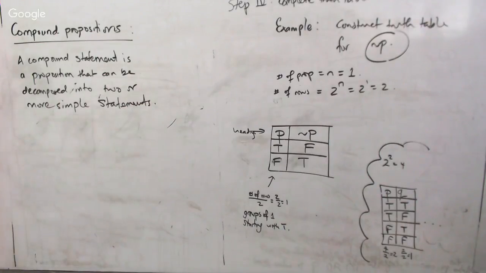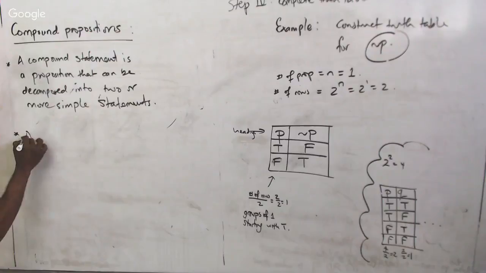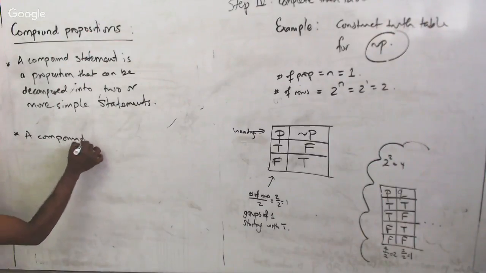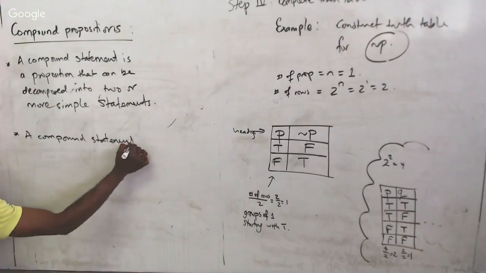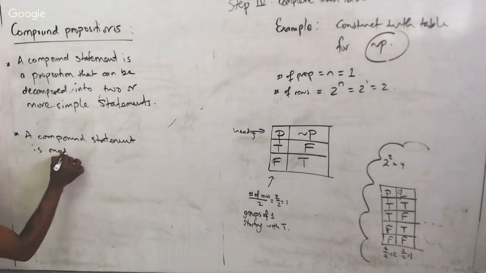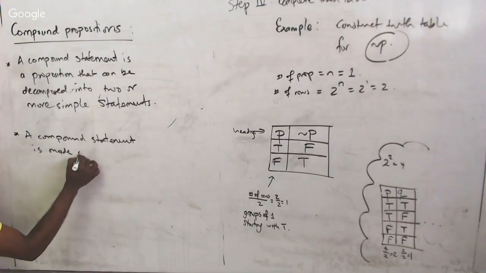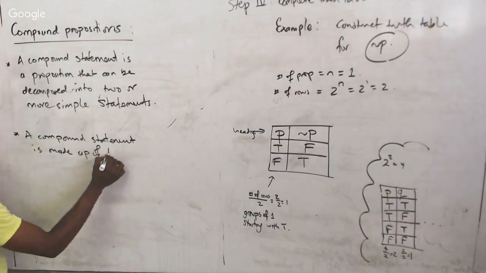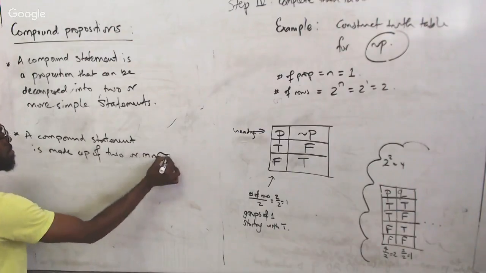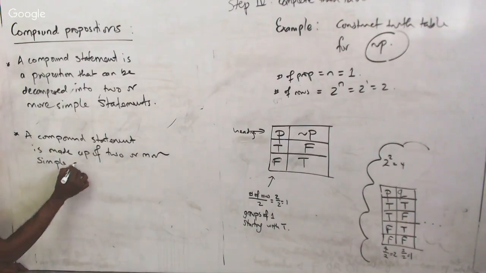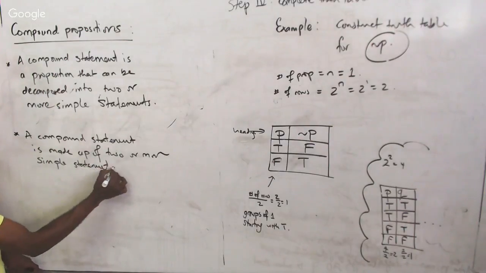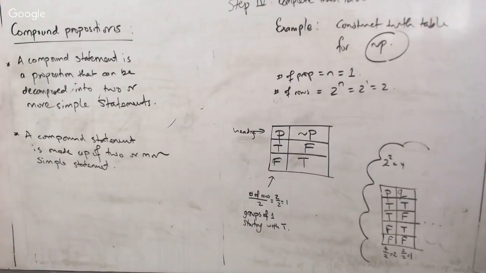A compound statement is a proposition that can be decomposed into two or more simple statements. That's one example. When in doubt, they can say a compound statement is made up or comprised of, they're saying the same thing, right? If it's made up of two or more simple statements, I mean it can be decomposed into two or more simple statements, right? What are those examples?